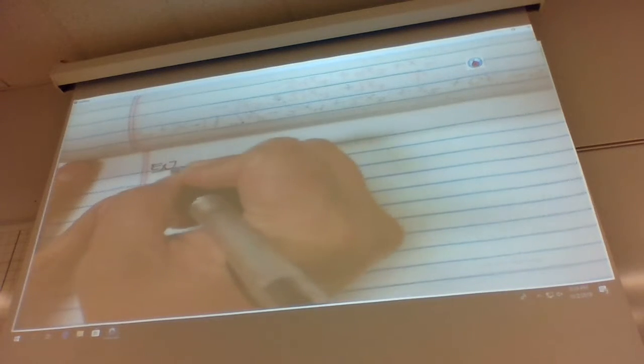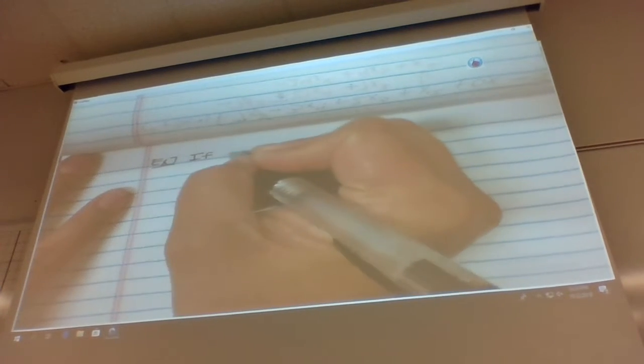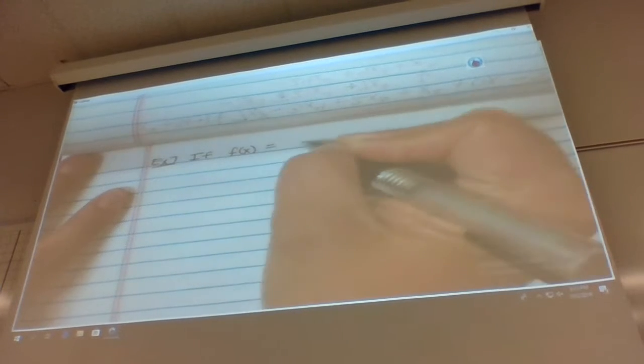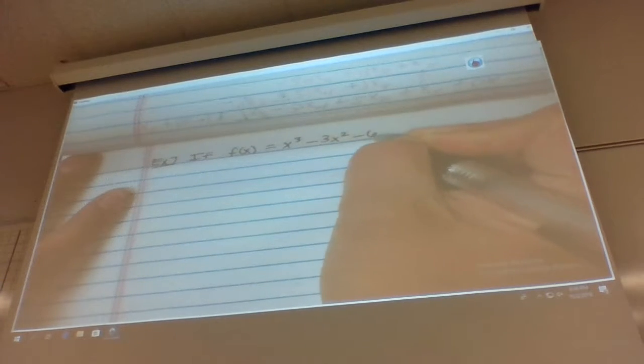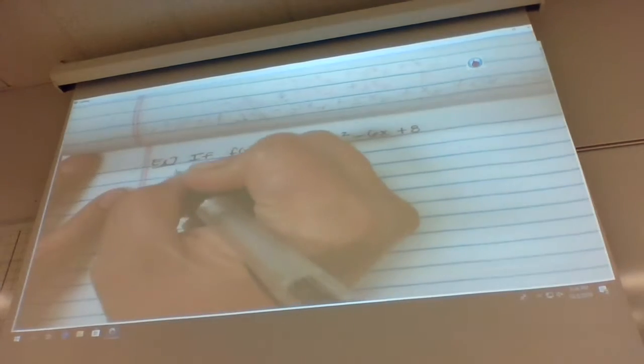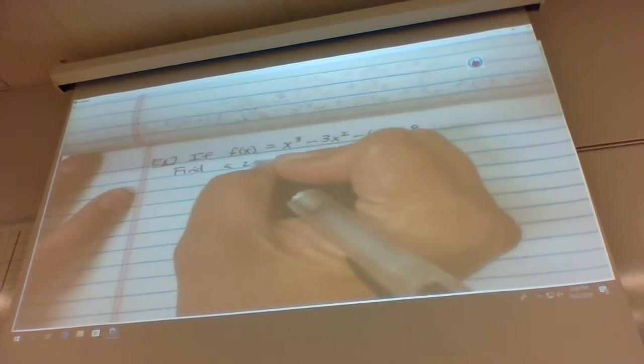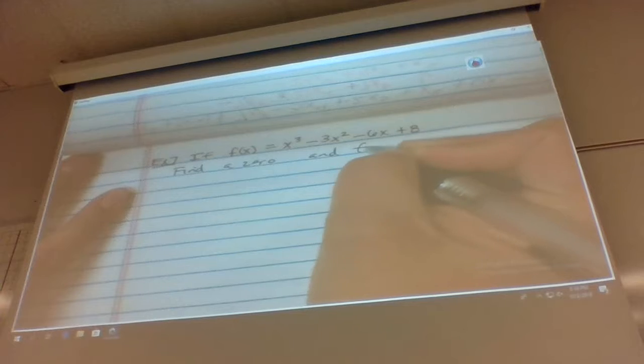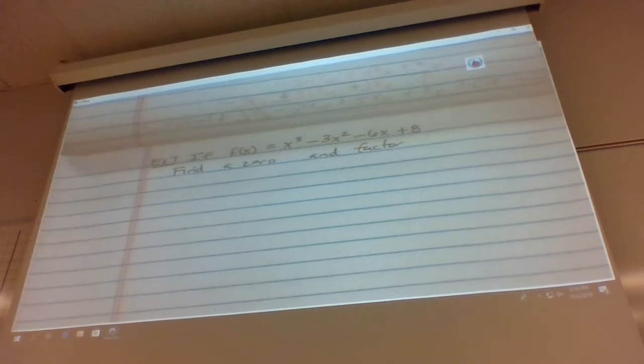If f of x equals x cubed minus 3x squared minus 6x plus 8, find a zero and factor. So I think the last problem is like this on your assignment. You have to do trial and error, because at this point, they haven't shown you how to figure out what the zeros are. The only thing I can tell you is you look at your constant, and it's going to be numbers that are your constant or smaller.